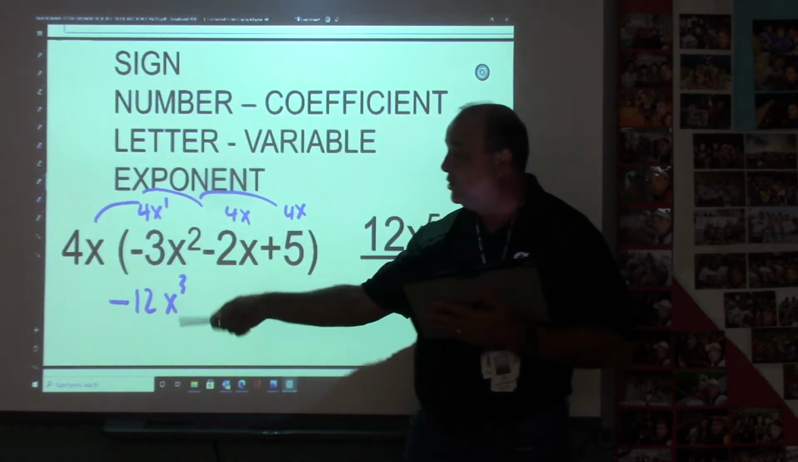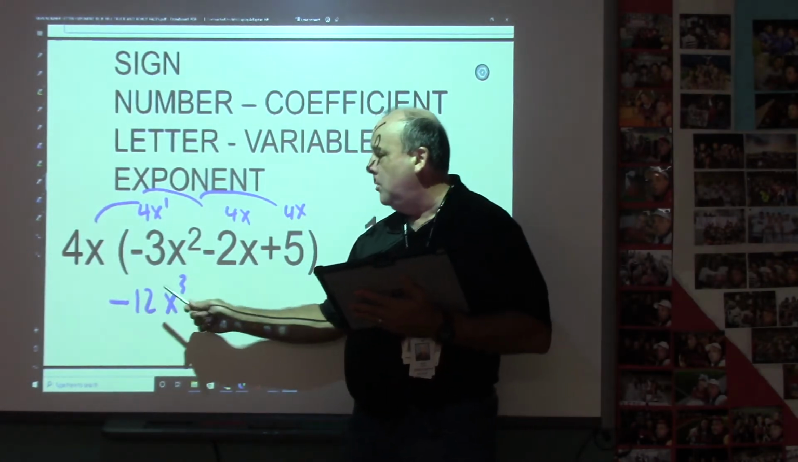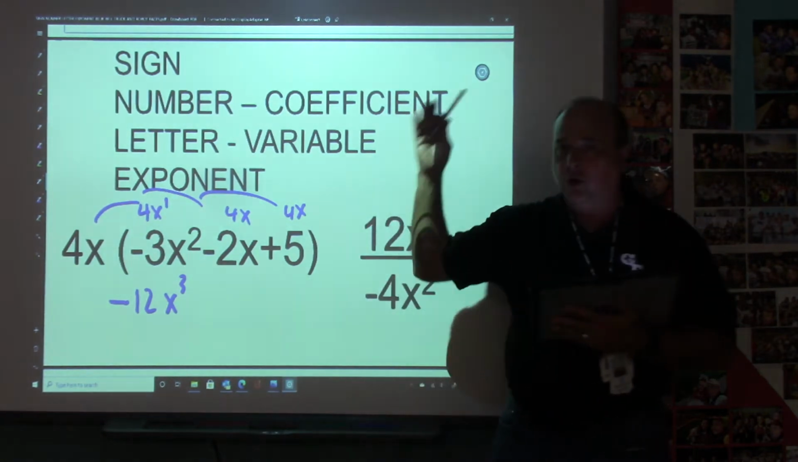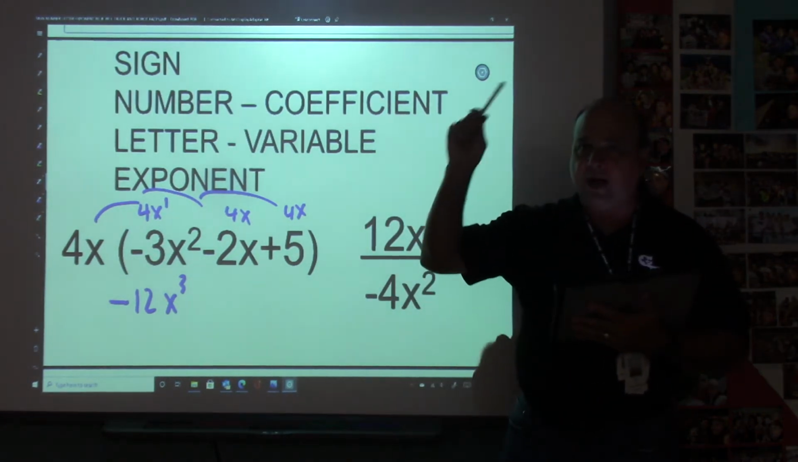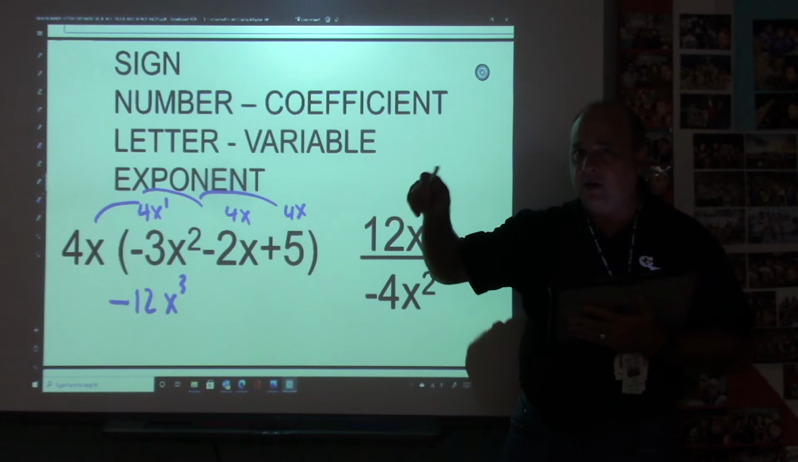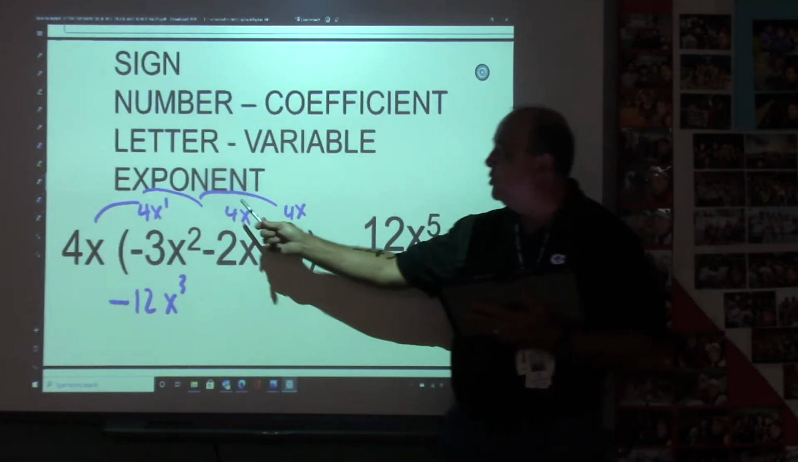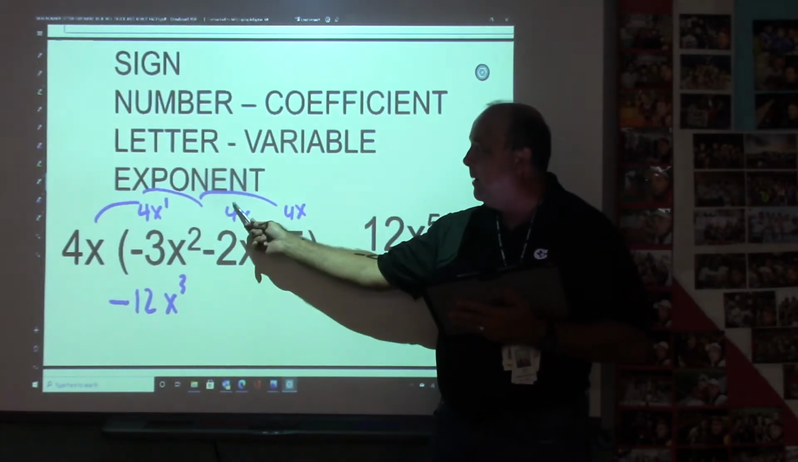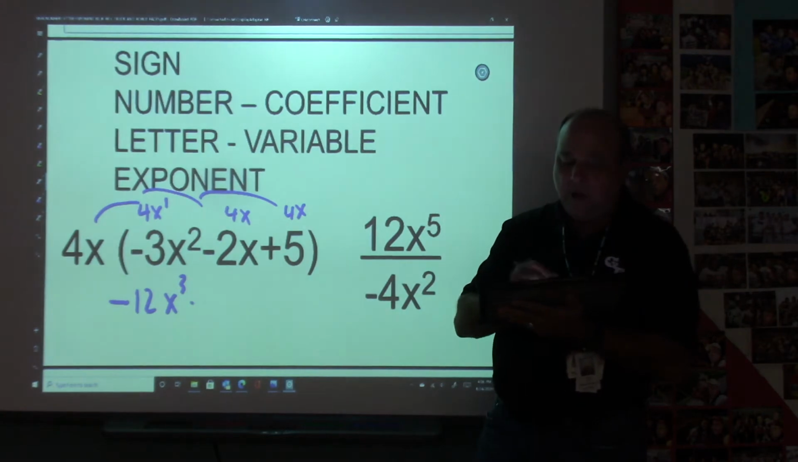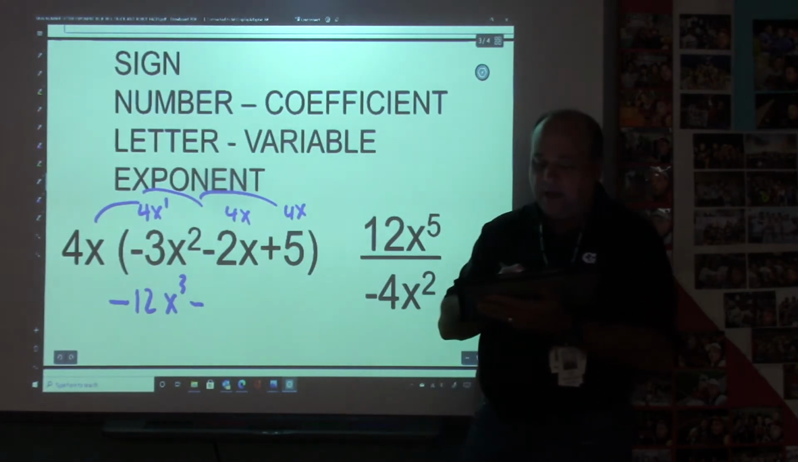But what did we just write down? Sign, number, letter, exponent. You're going to do all your algebra. Sign, number, letter, exponent. We're going to do it again. So what's a positive times a negative? A positive times a negative is a negative. 4 times 2 is 8.